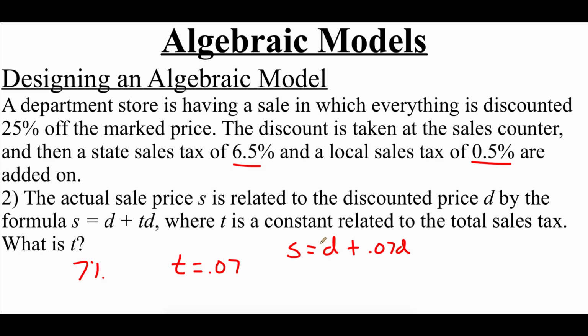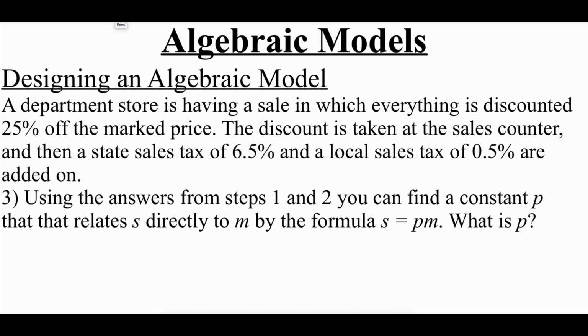In front of this first D, there's no number written in there, so we should read that as an implied 1. And if we take 1D plus the 0.07 D, we're going to end up with the formula S equals 1.07 D. We're going to keep going with this here.